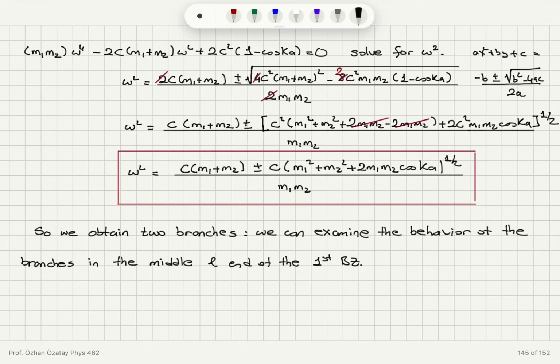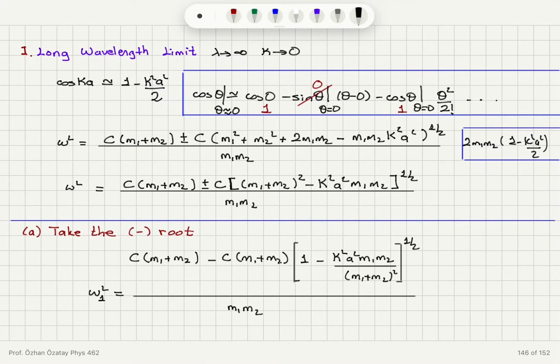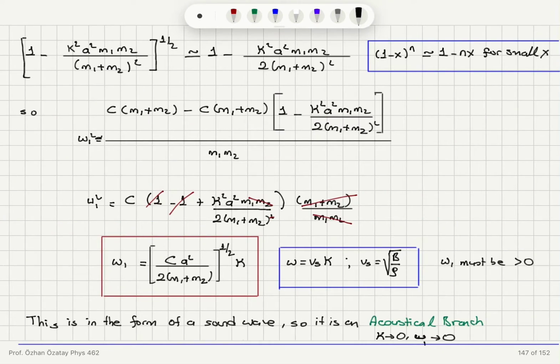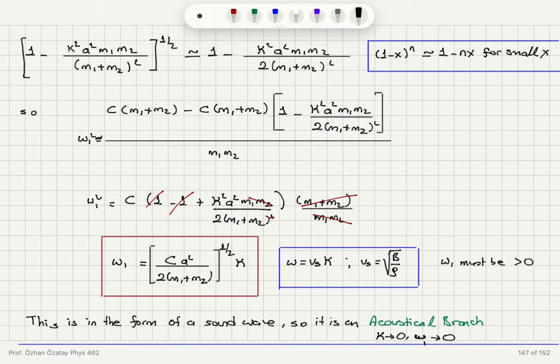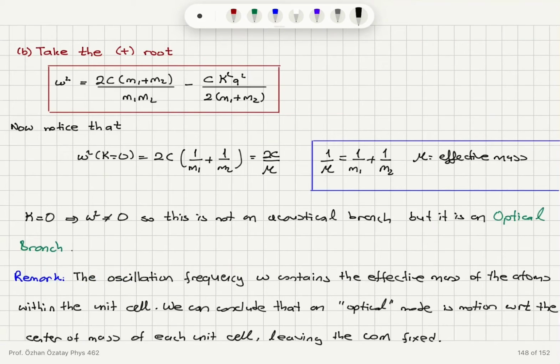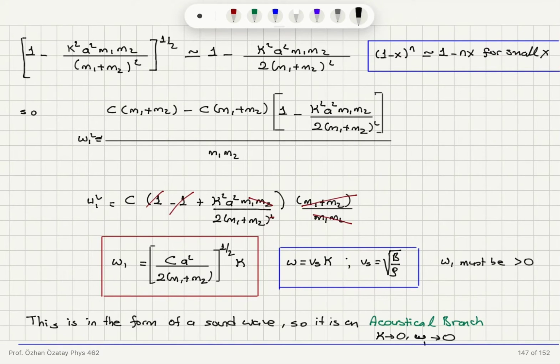So for the positive root, I would have the plus sign. So that gives me, with the plus sign, c(m1 + m2) times the parentheses, 1 plus the square root of 1 minus k² a² over 2(m1 + m2). So I operate the c(m1 + m2) into this parentheses.